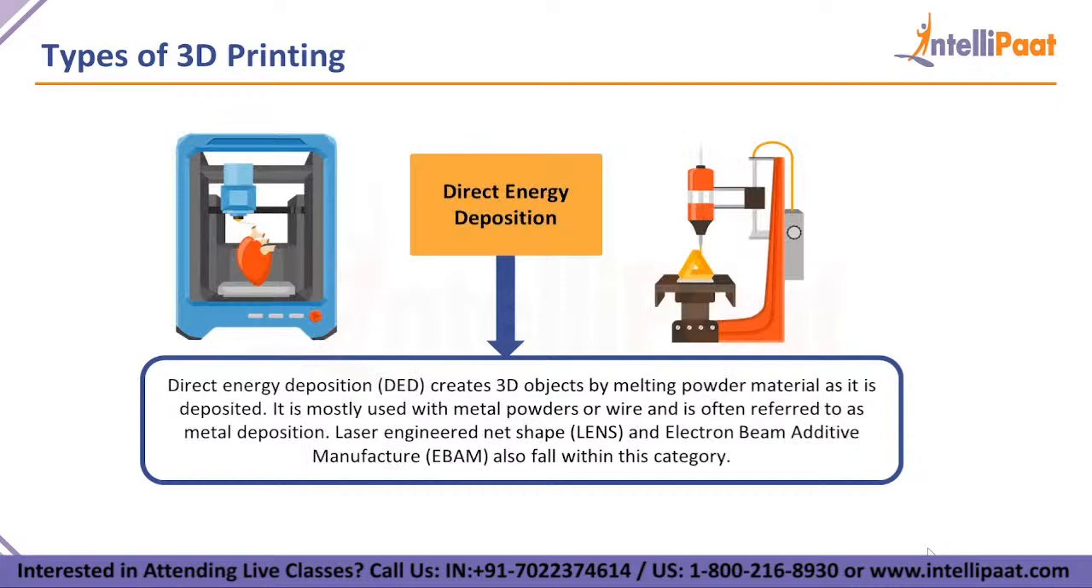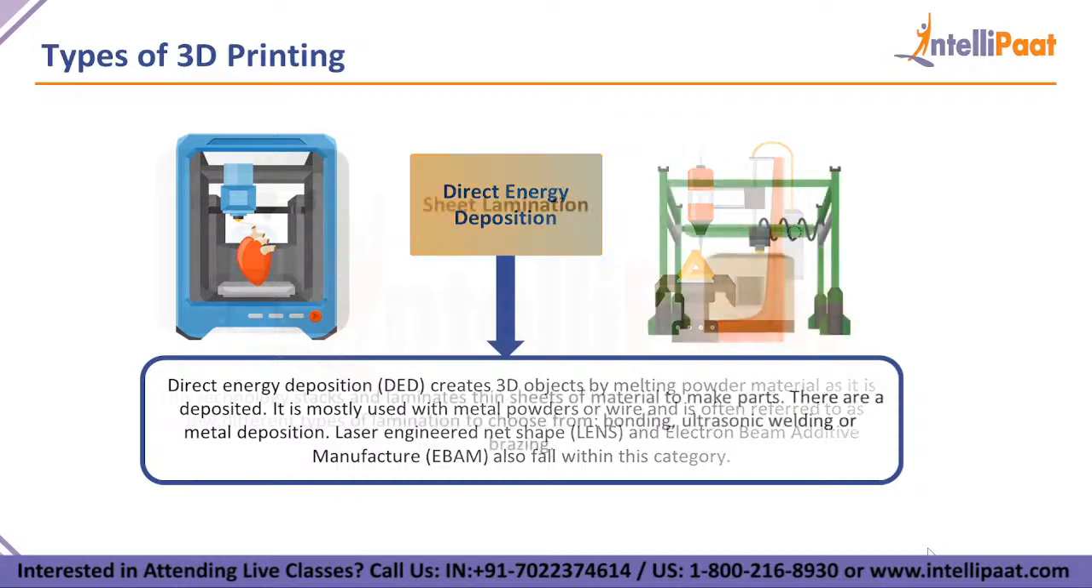Next up, we have direct energy deposition. In this, molten metal is simultaneously deposited and fused. So direct energy deposition or DED creates 3D objects by melting powder material as it is deposited. It is mostly used with metal powders or wire and is often referred to as metal deposition. Laser engineered net shape or LENS and electron beam additive manufacturing or EBAM also fall under this category.